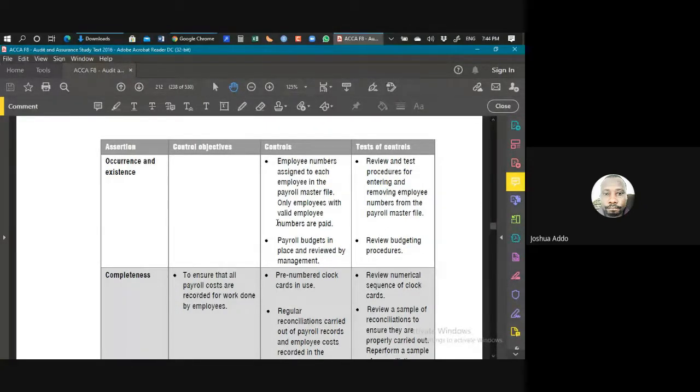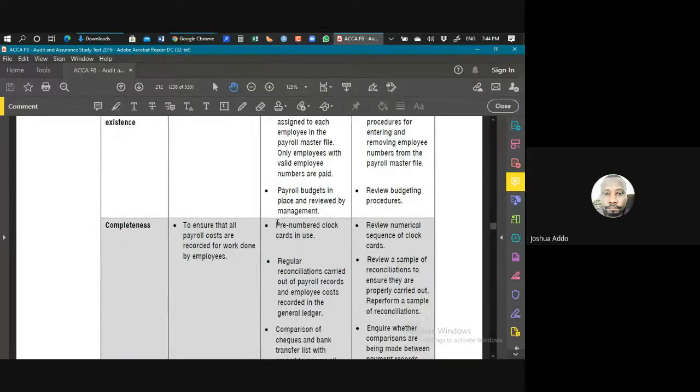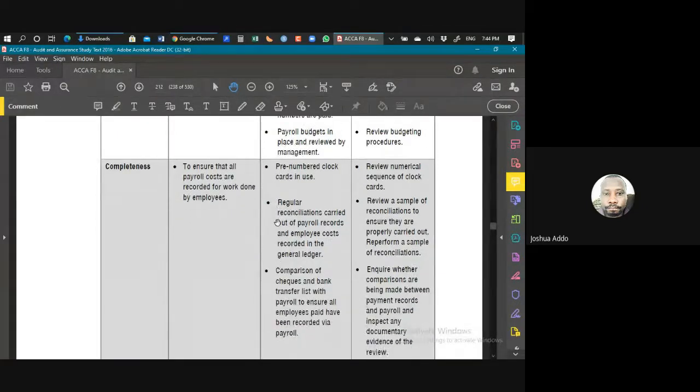If you have a system where there are no staff numbers, someone can bring his wife who is not qualified to be here, who doesn't even have an appointment letter, and he just brings her in and forges some papers for her to be paid. Who will know? The staff numbering at least helps in identifying the right people from the wrong ones. Payroll budgets in place and reviewed by management. So that's all about making sure we are paying money to the right people.